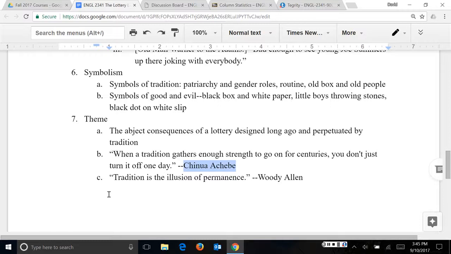Woody Allen had this to say. He said, "Tradition is the illusion of permanence." We think that things don't change, and so of course, we mentioned the tradition's ideas of not wanting to change. But that's the thing, right? Tradition is actually not to change at all.